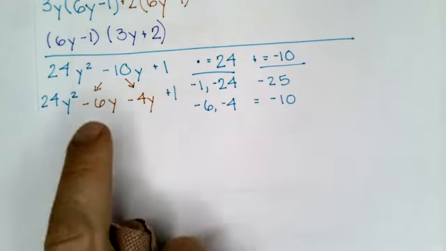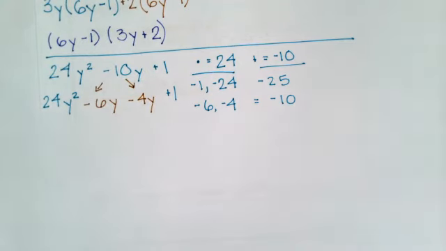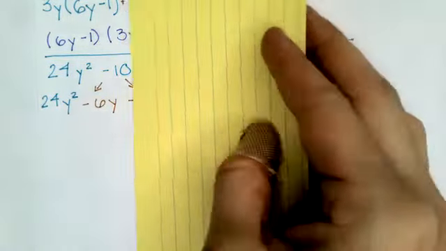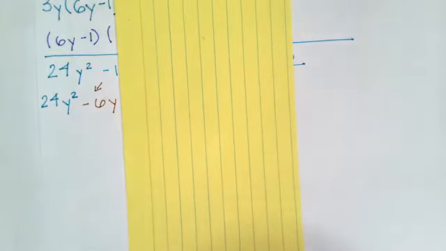All right. So what we get is, now we're factoring by grouping again. I want to find a new note card. We have 24y squared minus 6y. Good.